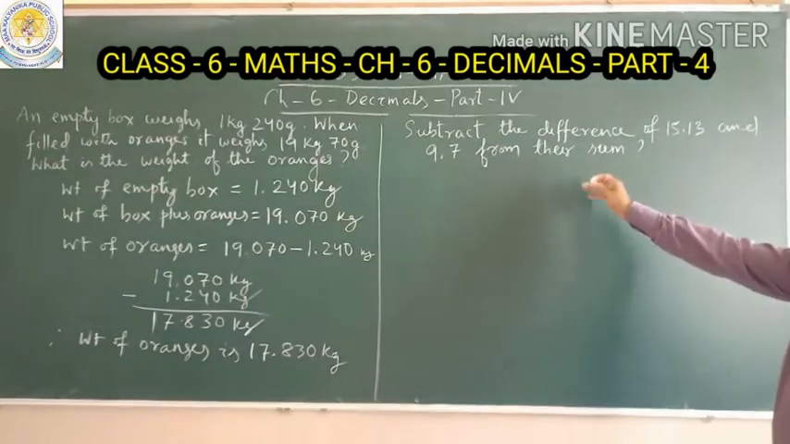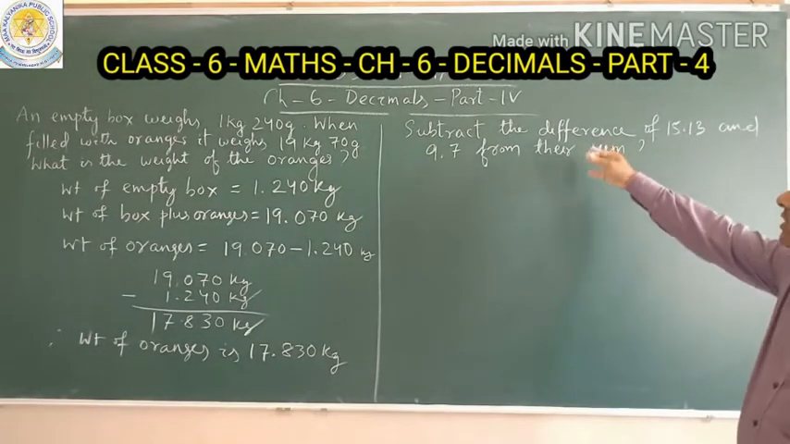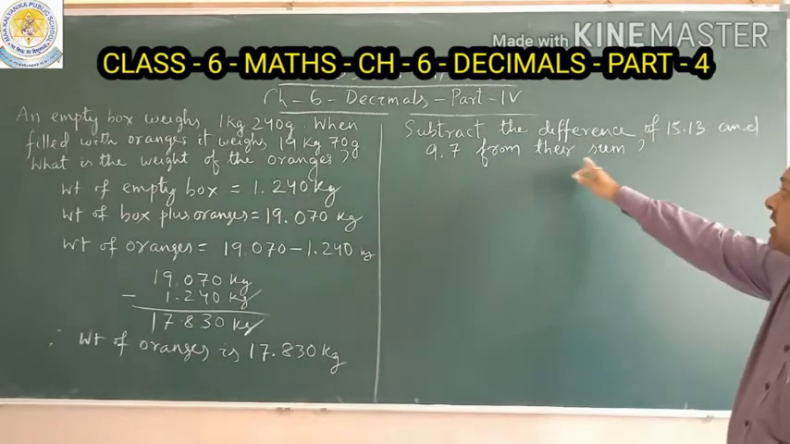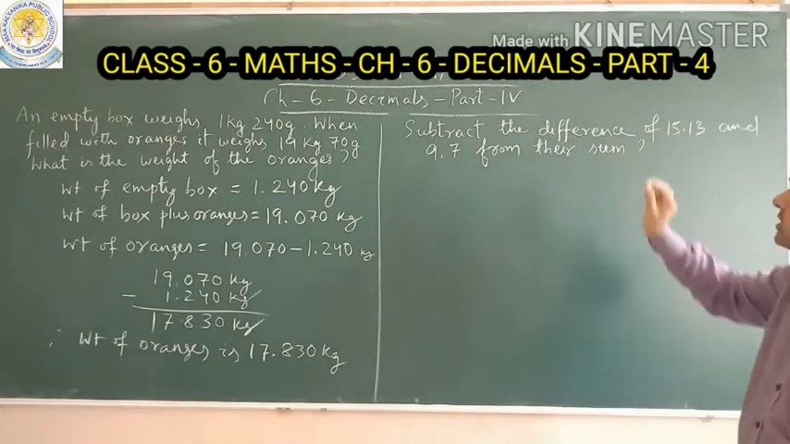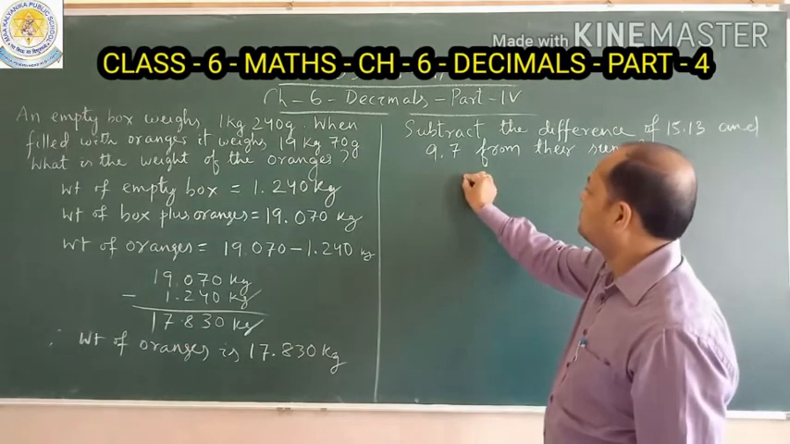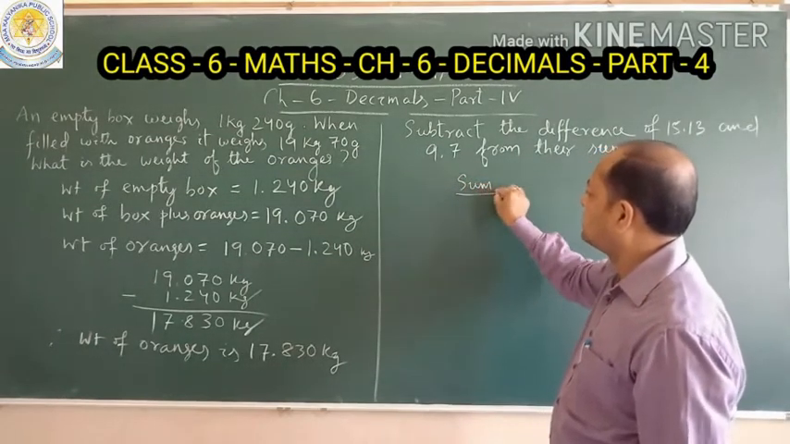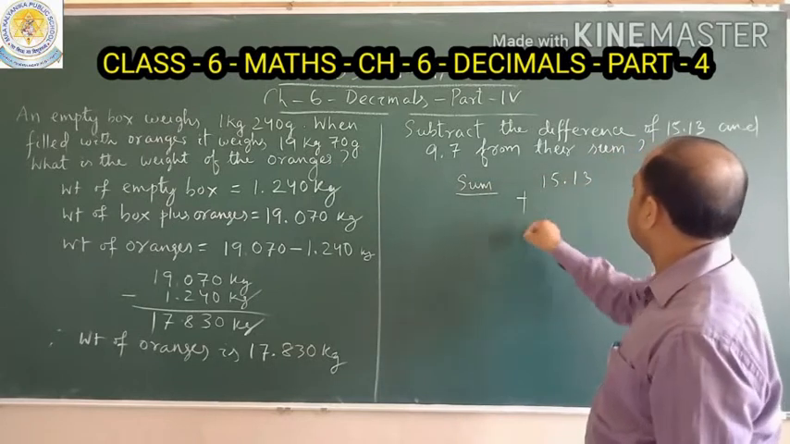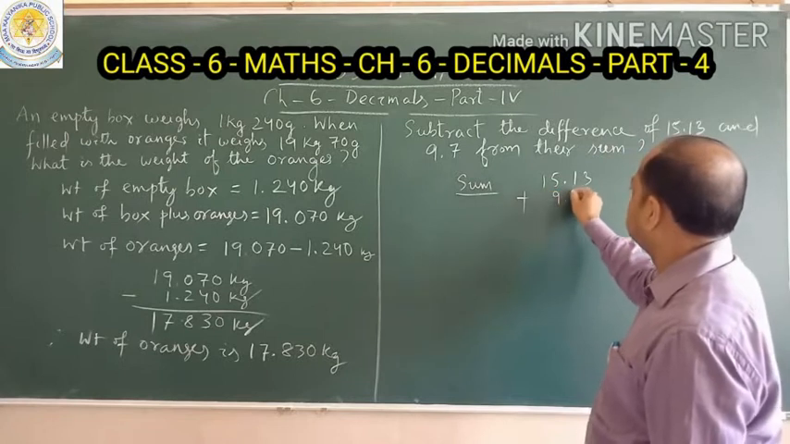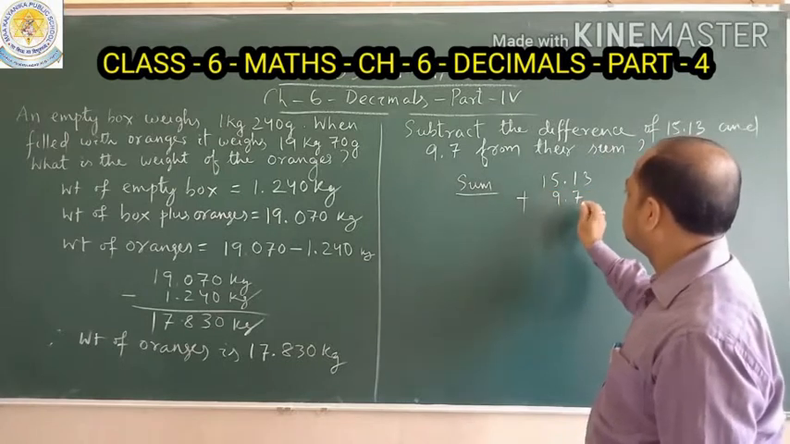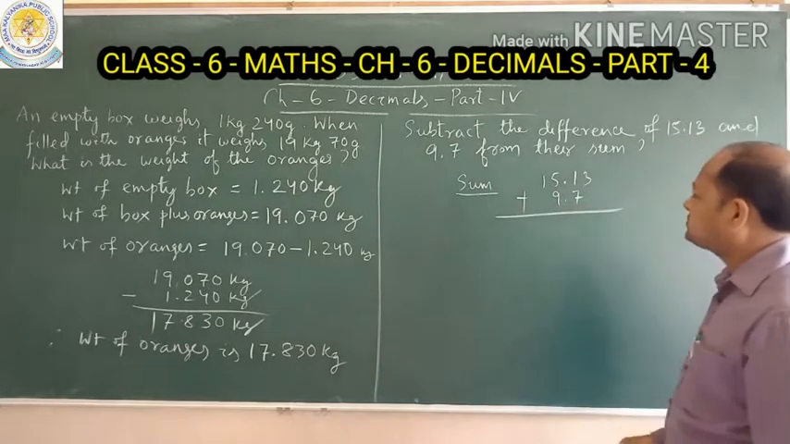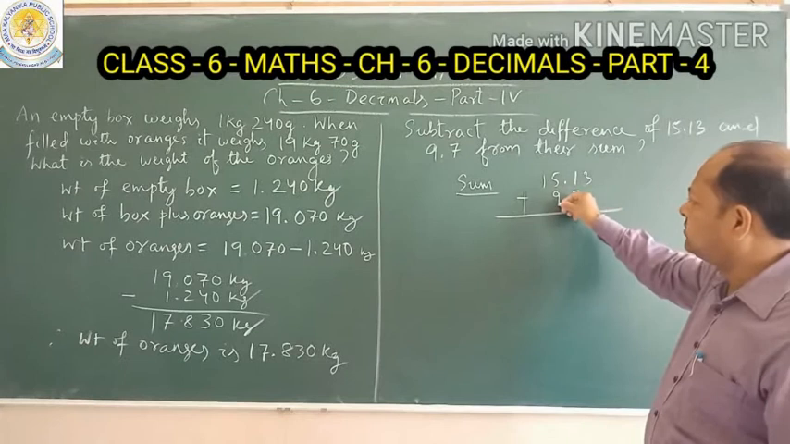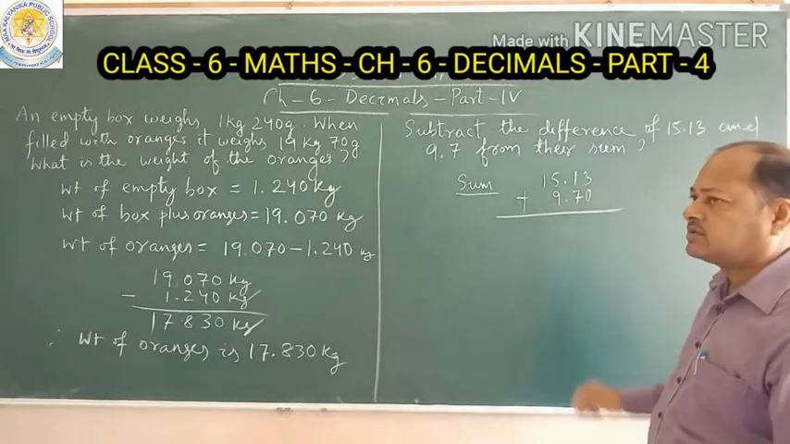Okay, now look at this question. The question says subtract the difference of 15.13 and 9.7 from their sum. So first we have to find the sum. What is the sum? 15.13 plus 9.7. Here I am writing 7 in the tenths place and this is the unit place. So write 1 more 0 here.